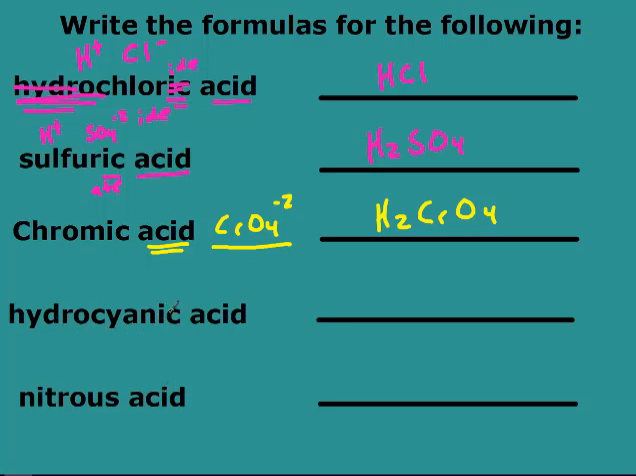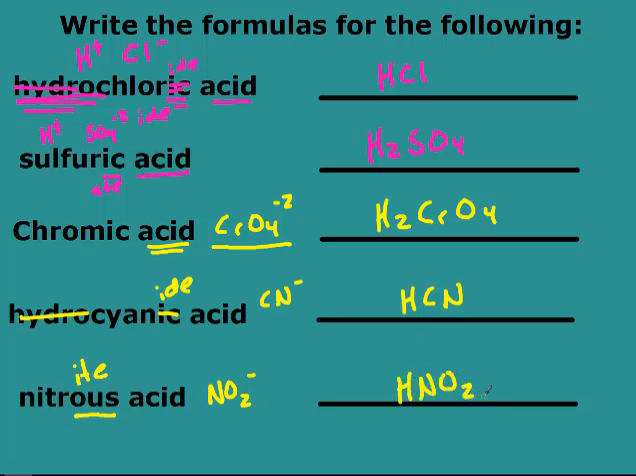Hydrocyanic acid, drop those. That came from cyanide. Cyanide was CN with a negative. So you just needed 1 hydrogen in front to cancel it. And nitrous came from nitrite. Nitrite is NO2 with a -1. So we need 1 hydrogen in front.